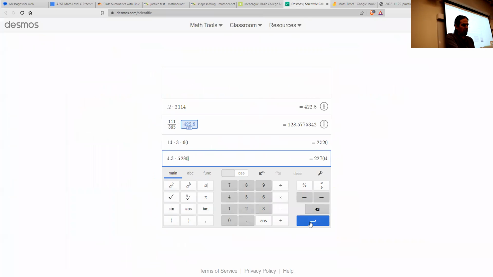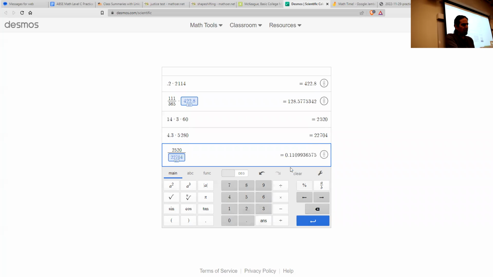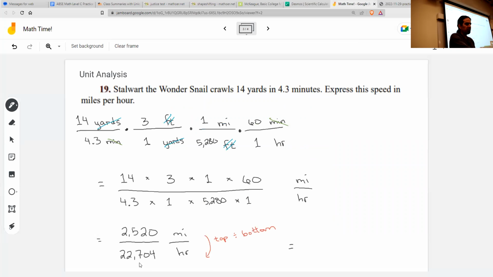So 2520 divided by my previous answer, and I get 0.11 more or less. So is the wonder snail very fast? No. About 1/10 of a mile per hour.